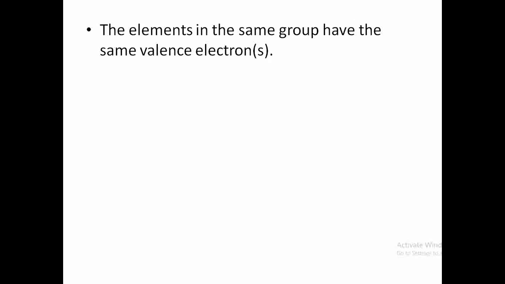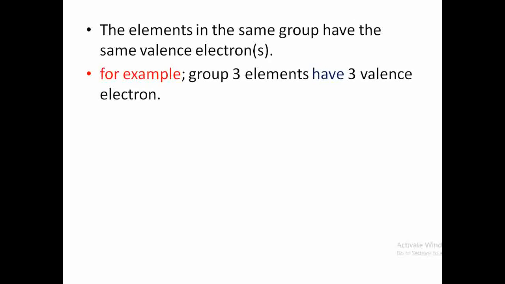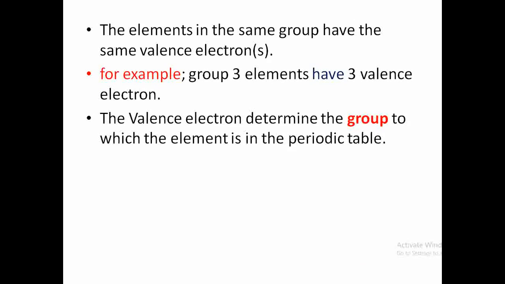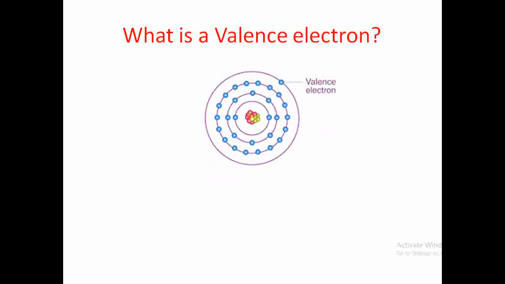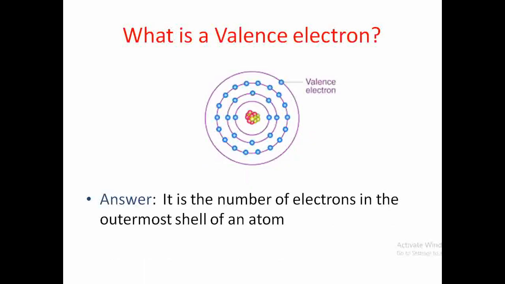Another fact to know about groups of elements is that the elements in the same group have the same valence electrons. For example, group 3 elements have 3 valence electrons. The valence electron determines the group to which the element belongs in the periodic table. What is a valence electron? It is the number of electrons in the outermost shell of an atom. Look at the structure on the screen. You can see that the valence electron there is 1.